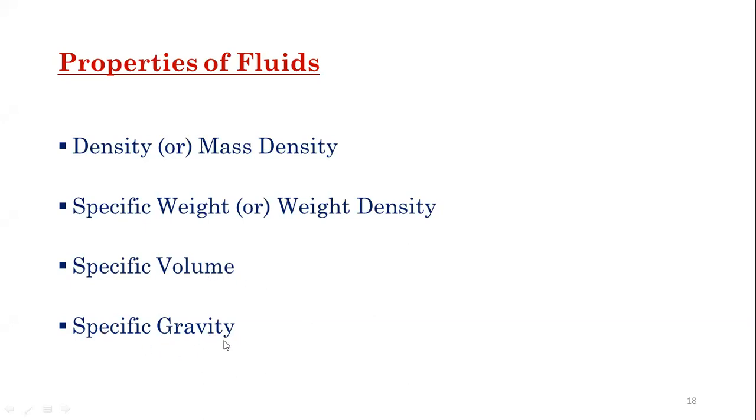Next, the last one we have seen is specific gravity. It is the ratio of the density of the fluid to the density of the standard fluid. For liquids, the specific gravity formula becomes the density of that liquid to the density of water. If the fluid is a gas, like air, the specific gravity is the ratio of the density of that gaseous fluid to the density of air. The density of air is nothing but 1.2 kg per meter cube.